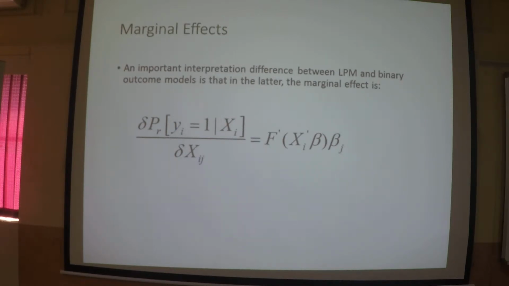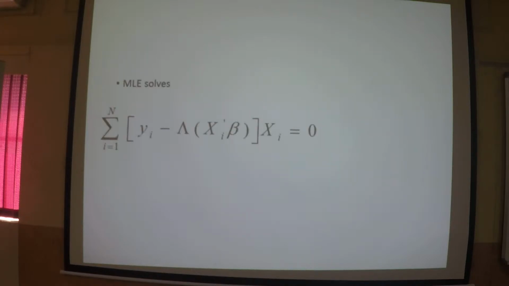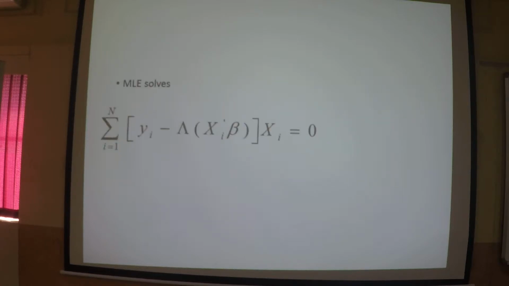This is the important difference that we are going to talk about. For the logit model, probability y is equal to 1 is e raised to x dash beta upon 1 plus e raised to x dash beta, where x dash beta is alpha plus beta x. So the estimation solves the problem, yi minus e raised to x dash beta upon 1 plus e raised to x dash beta, into xi.